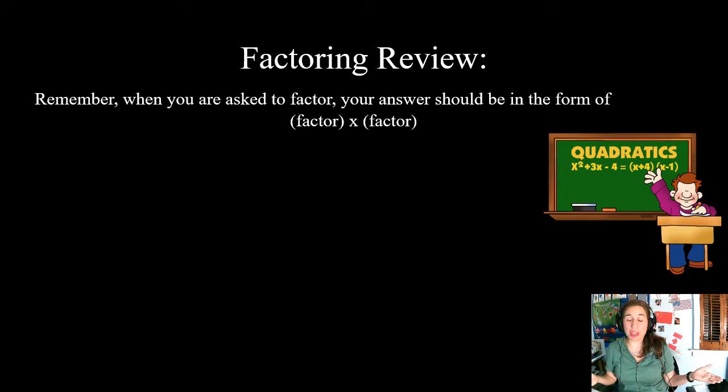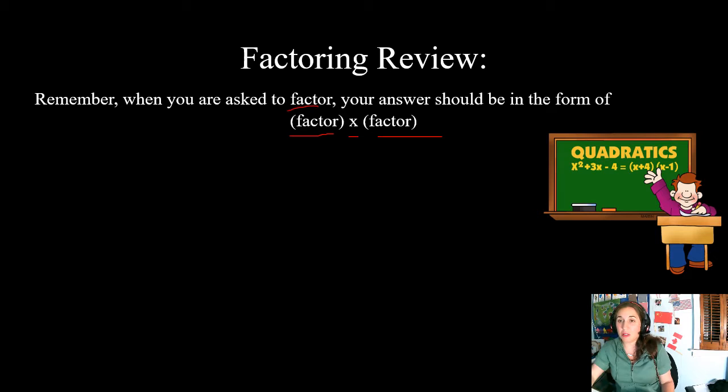So really quick, before we jump into the AC method, let's do a quick factoring review of what you've learned so far. When you are asked to factor, remember, factoring means unmultiplying. You're taking something that's already been multiplied together and unmultiplying it. We're putting it back in the form of factors. So your answer should be in the form of factor times factor.